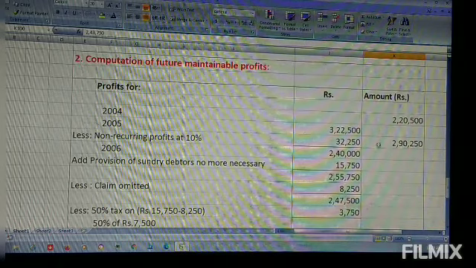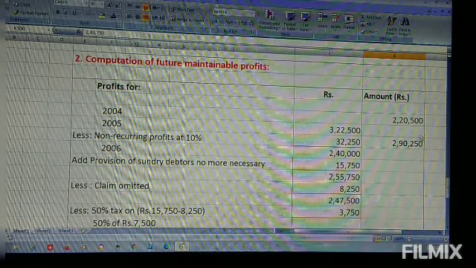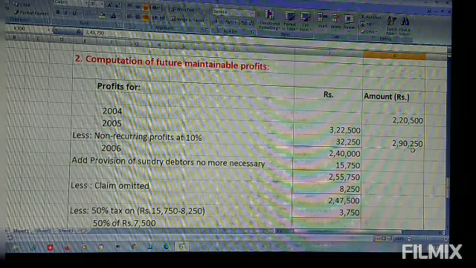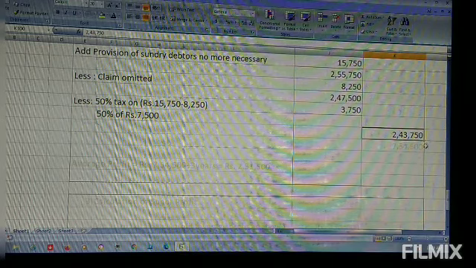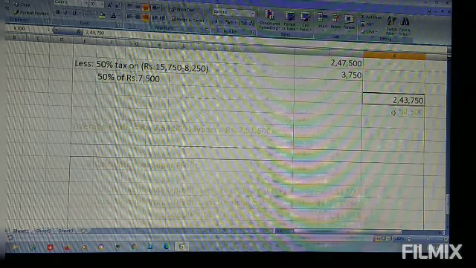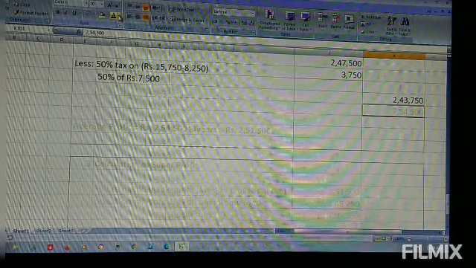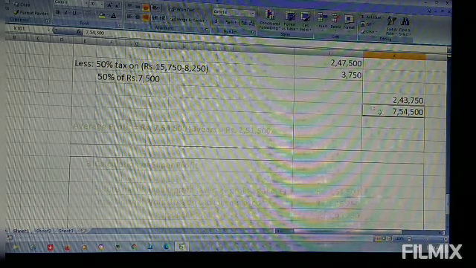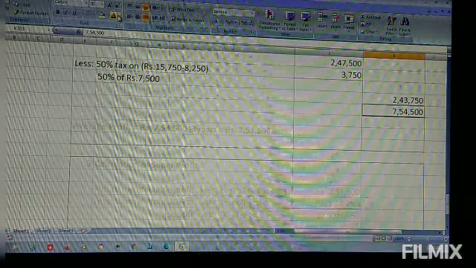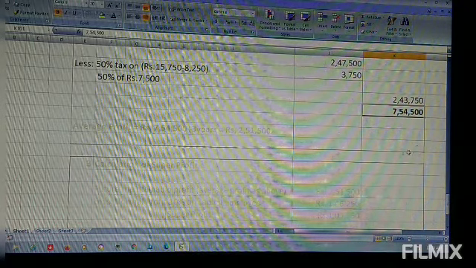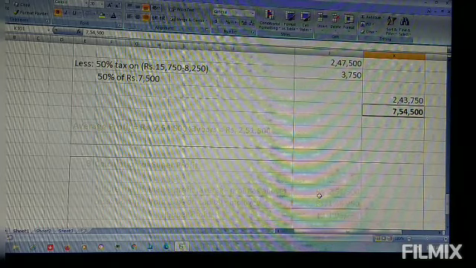Here 2006 profit is 2,43,750. 2004 is 2,20,500, 2005 is 2,90,250, we are adjusted, and lastly 2006 it is 2,43,750 we are getting. So all three profits you add, you will get the profit of 7,54,500. 7,54,500 is the total profit for 3 years.